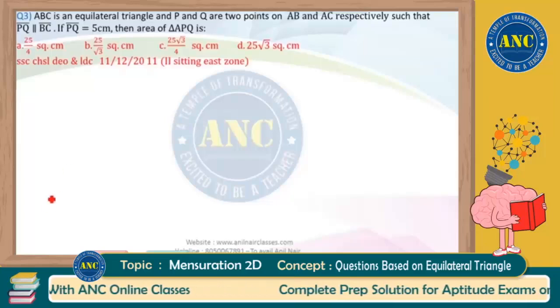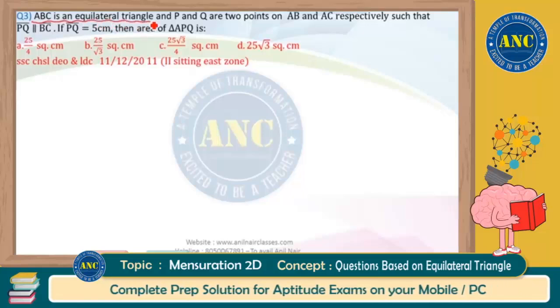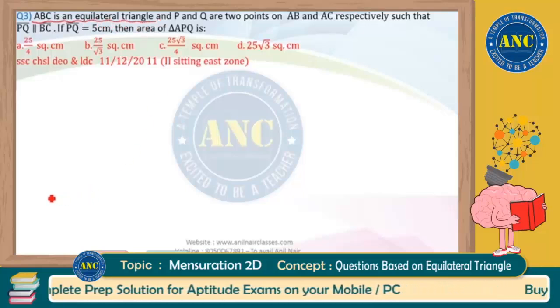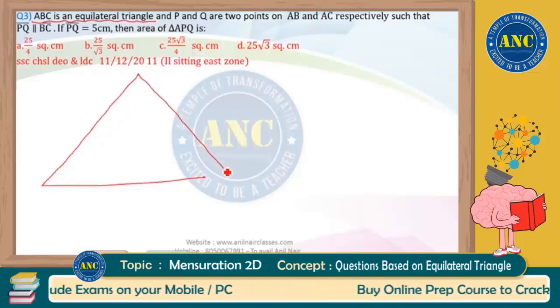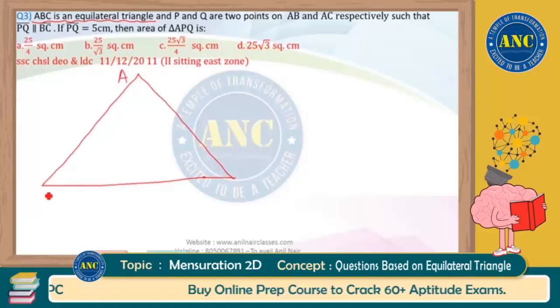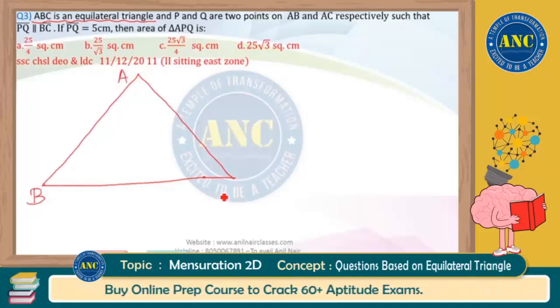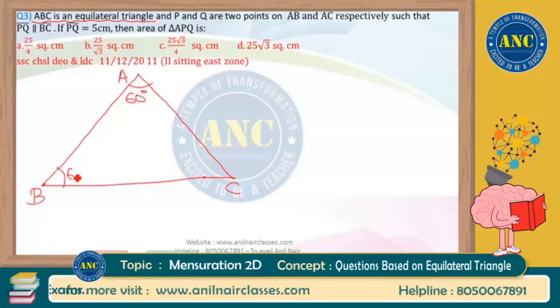Now please see the third question, sir. Your third question is, ABC is an equilateral triangle. Okay, let me draw it. There is a triangle like this. This triangle ABC is an equilateral triangle. That means all the three sides are equal, all the three angles are equal. Let me name it right now itself. Angle A is 60 degrees, angle B is 60 degrees, angle C is also 60 degrees.